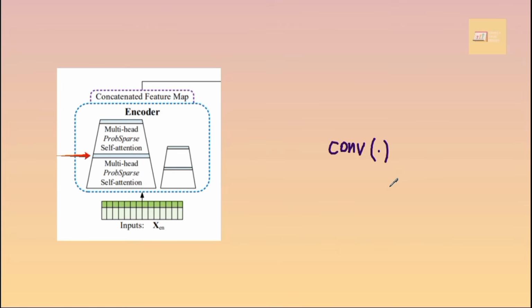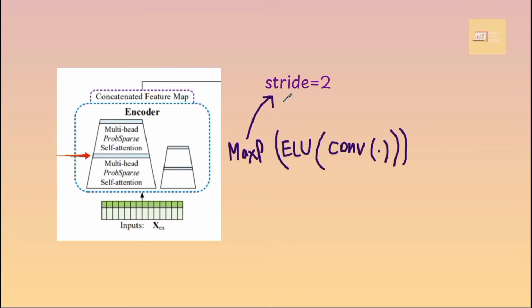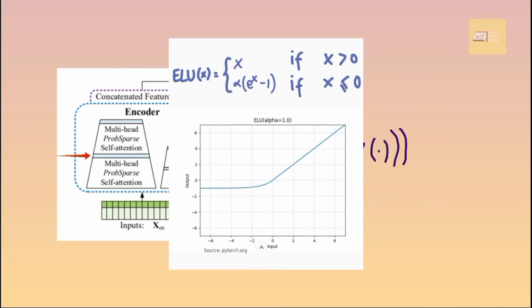So the output of multi-head ProbSparse self-attention would go through a convolutional layer, and then the output of that would be put into an ELU function, ELU activation function to be exact. And lastly, it will be fed to a max pooling layer with stride 2. The fact that we use stride of 2 makes the output dimension reduced by half. Now, ELU activation function is exponential linear unit activation function, and it works like ReLU with an extra term alpha to accommodate the negative inputs.